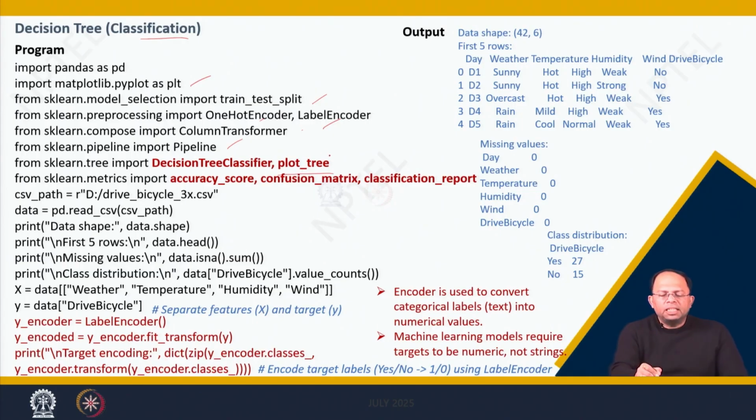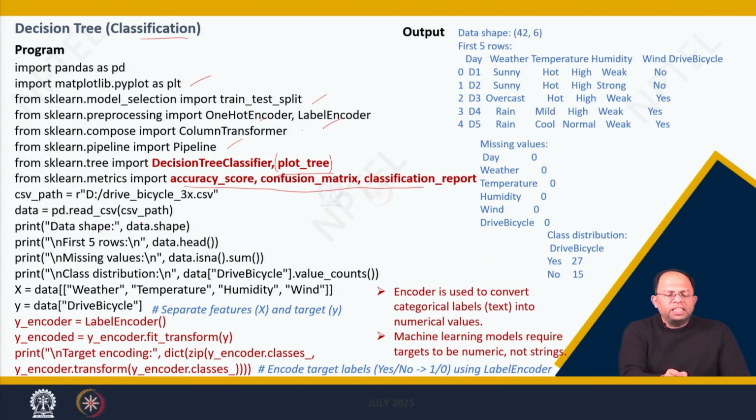This is a special module which helps us plot the tree. We can also bring in accuracy_score, confusion_matrix and classification_report. These help us understand the model metrics, or how good the model is. So we load the drive bicycle_3x dataset, that same dataset that I was displaying.